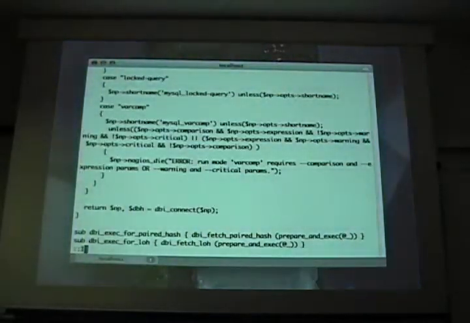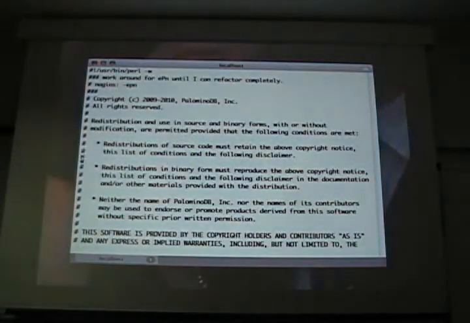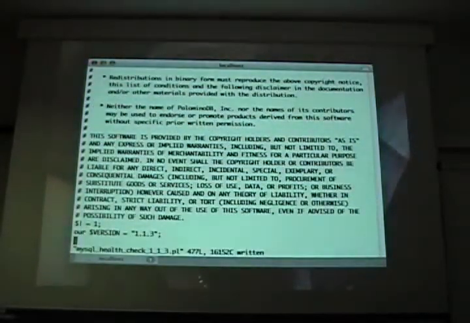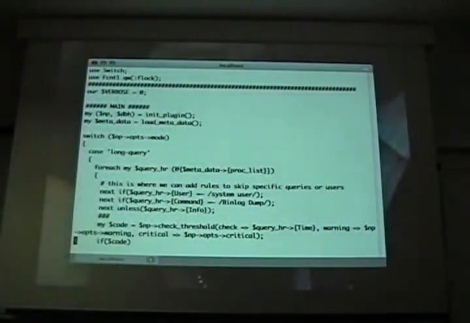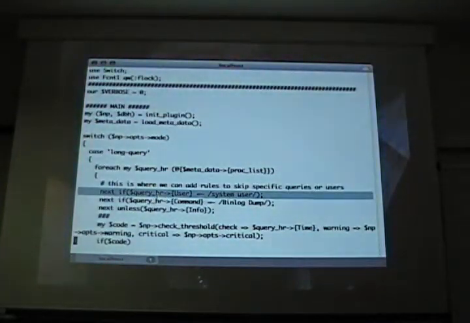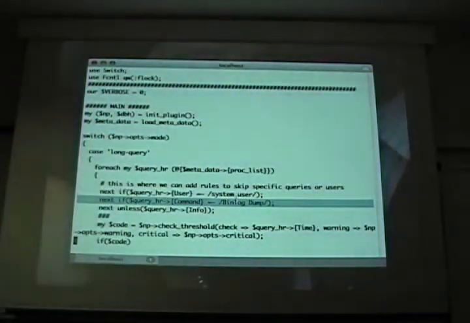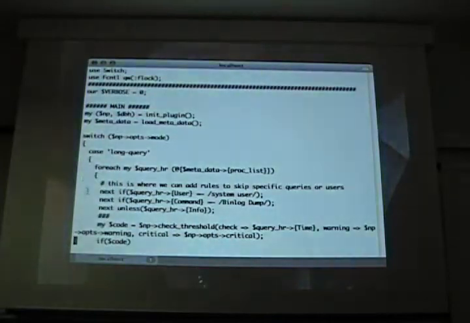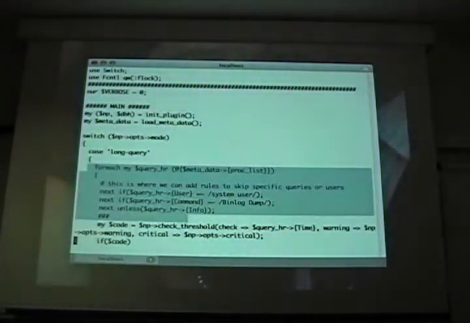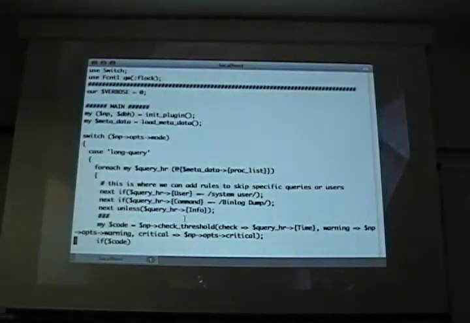So it might actually not be modularized out, but again, this code is 477 lines, so not a huge amount of stuff to go through. Here, this is where we can add rules to skip specific queries or users. So it actually skips system user and mysqldump, and it skips info queries. So you can probably very easily take this out into a parameter, and then ignore things and do string matching and whatever you want.